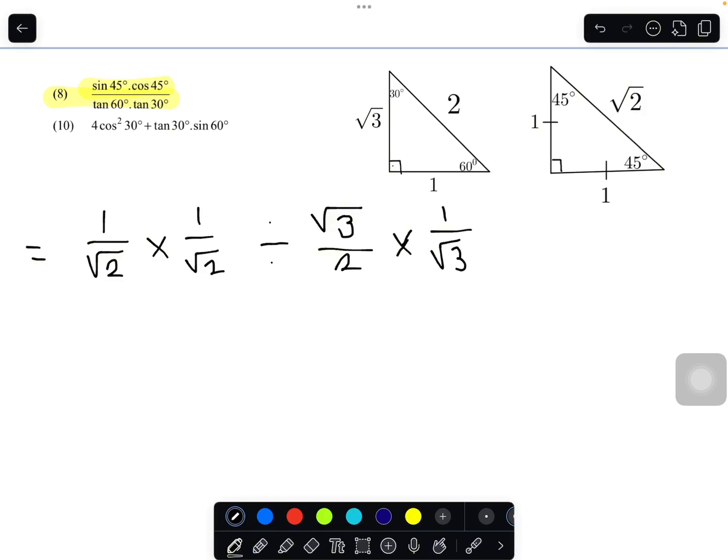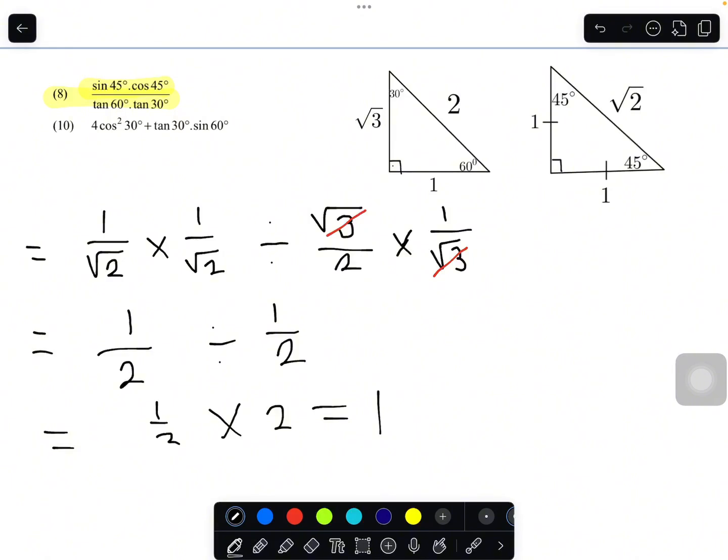So let's deal with our first multiplication, and I'll have 1 over 2 here, and I'll have that divided by, if we look here, we can see this root 3 cancels off with this root 3. So I'm going to have a half divided by a half, which is equal to a half times 2, and then my final answer here will be 1.